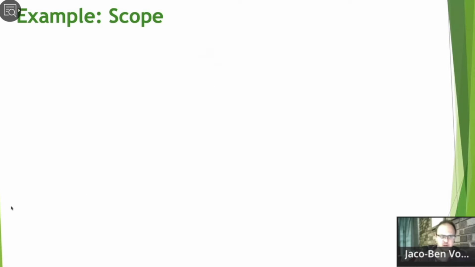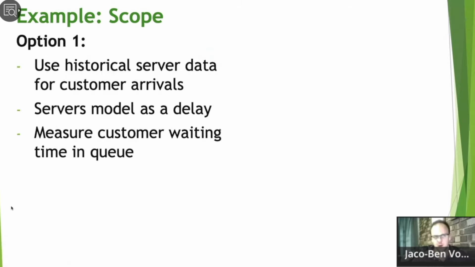So let's talk about the model scope. Option 1 is we're going to say the model uses historical server data for the customer arrival. So when did the customer arrive? How long did they take to be served at the cashier or the server? We're going to model the service as a delay. We're going to measure the customer waiting time in the queue. So that's pretty cool. I mean, we can add a lot of stuff in there.